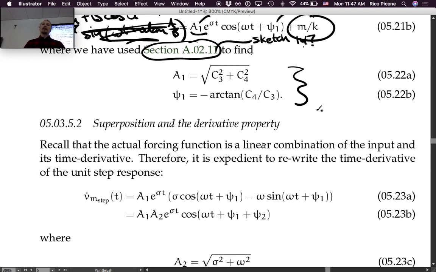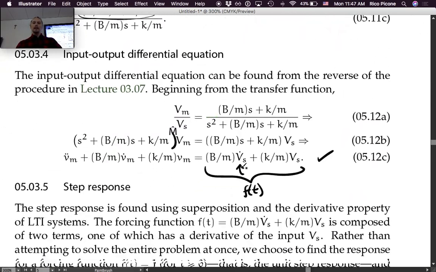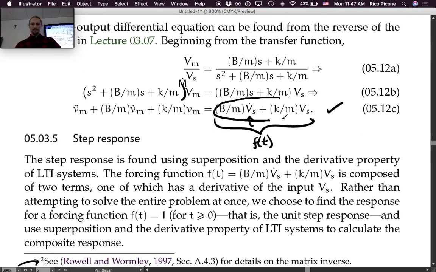So now we're ready. We have our response to a forcing function of a step input. We want to know what the response is for a forcing function that is a linear combination of the input and its time derivative, which is to say the forcing function that we actually have back here, this one. That's the one we want. We just found the response to f of t equals 1, which is fine, but now we want to know what it is for f of t equals this.